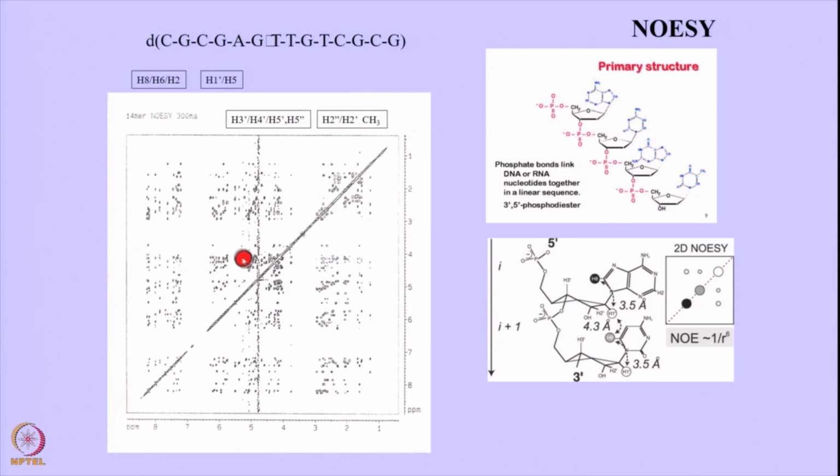and these are to the H4 primes, 5 primes, and then these are the 2 prime to 2 double prime areas, from the base protons H8 and H6. The base protons are indicated here as H8, H6, H2, but the NOEs come from the H8 and H6. You do not see so much from the H2 protons. All of these are base protons, and then you have here very characteristically the thymines. So, these are the NOEs from the methyls of the thymines to their own H6 protons.